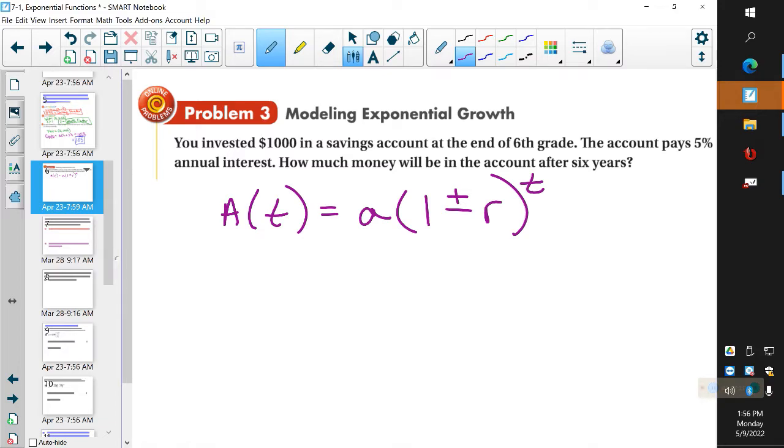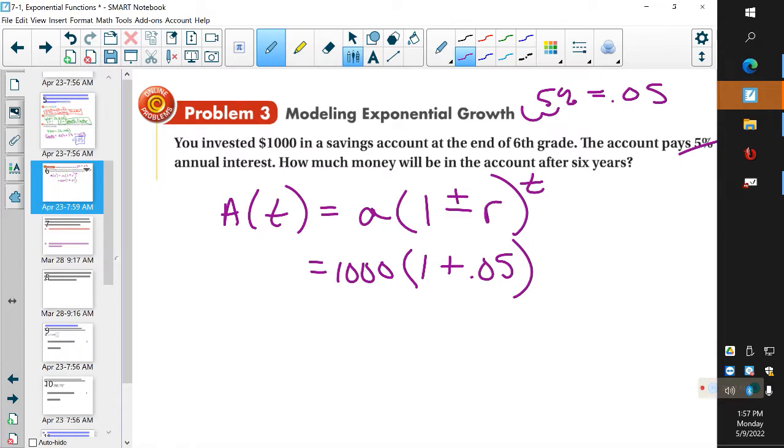So it says you invested $1,000. What letter is that up there? The little a. So this is 1,000. In a savings account at the end of 6th grade. The account pays 5% interest. Is that growth or is that decay? Growth. So I know I have a 1 plus 5%. You are going to take this 5% and you're going to change it into a decimal. So what decimal is this 5% going to be? Put it over 2 units, so 0.05.